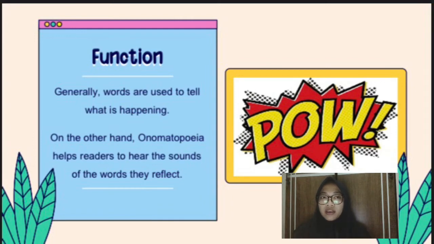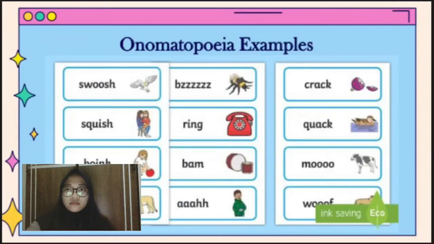So every onomatopoeia is a word, but not every word is onomatopoeia. There is a little difference between just a word and onomatopoeia, because onomatopoeia imitates the sounds of an object, but not all words imitate the sounds of an object. You just tell what is happening or just tell the situation.